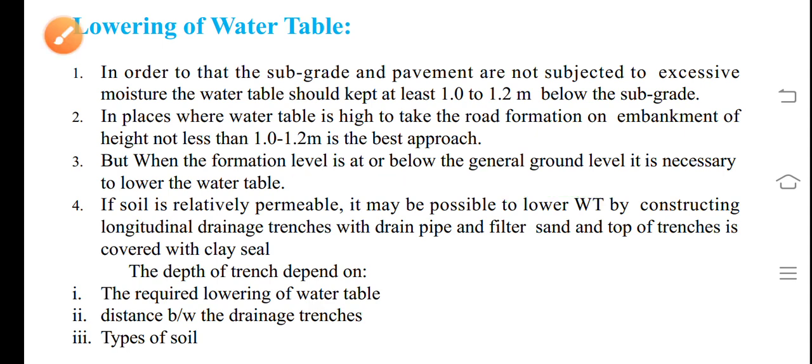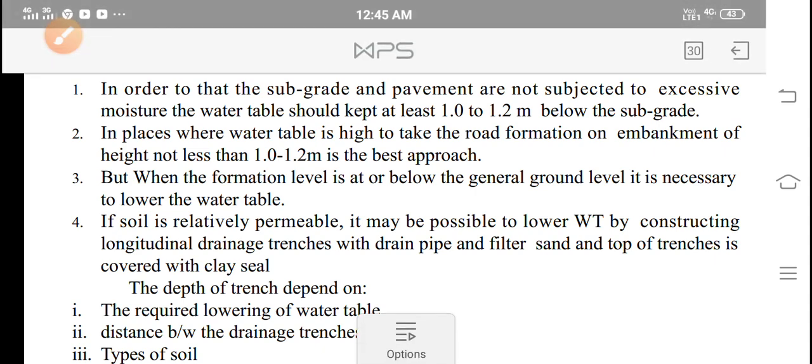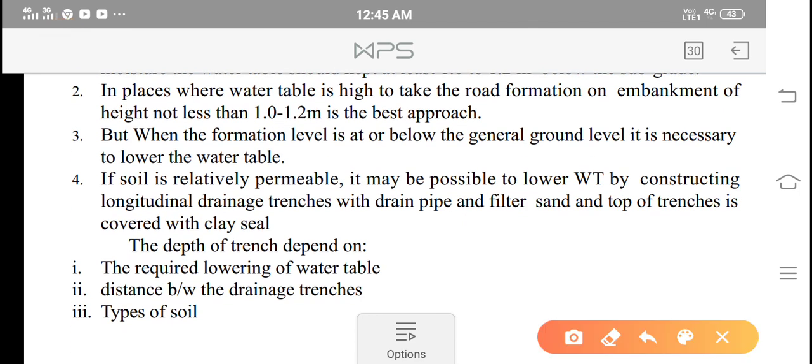If the soil is relatively permeable, like earth or gravel, it may be possible to lower the water table by constructing longitudinal drainage trenches with a drain pipe and filter sand, with the top of the trenches covered with a clay seal. The depth of the trench depends on the required lowering of the water table, the distance between the drainage trenches, and especially the type of soil. All these three factors influence the depth of the trench. Accordingly, it is designed and finalized before we provide it.